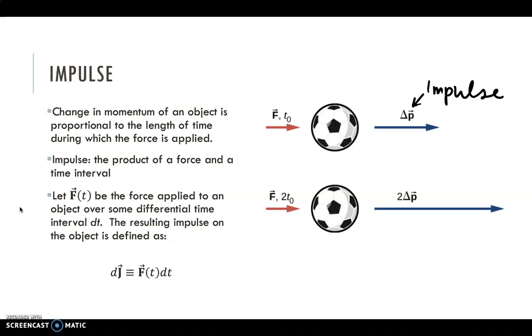And so we describe impulse as the product of a force and a time interval. Let's go ahead and let F of t be a force applied to an object, just like these, over some differential time interval dt. So our resulting impulse would be defined as so. Now, one thing to note, if we look at this formula and play with it: if I have twice the amount of momentum, that means I must have twice the amount of time or twice the amount of force. Or if I have twice the amount of time, then I'll have twice the amount of momentum. So think of it as they are linearly related.